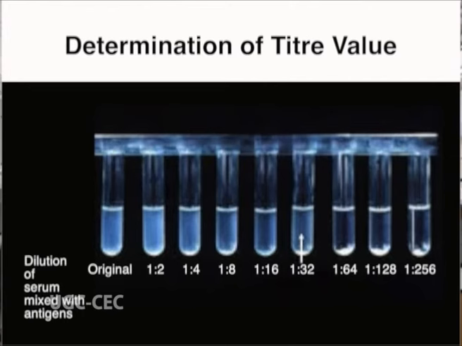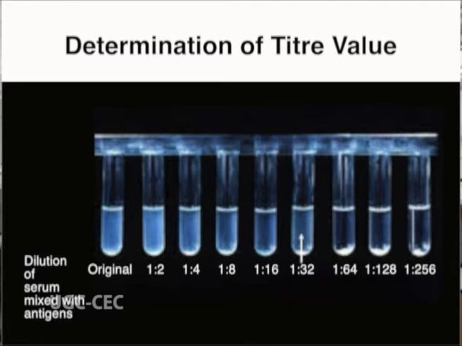The antigen added in all the tubes is in same quantity. The agglutination is observed in the tubes when the concentration of antigen and antibodies lie in the range of equivalence. The last tube, which shows agglutination, represents the titer value.